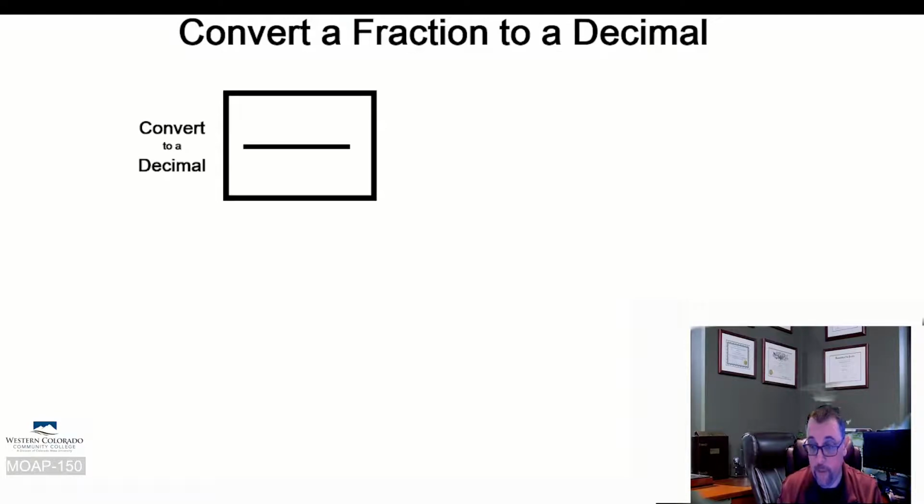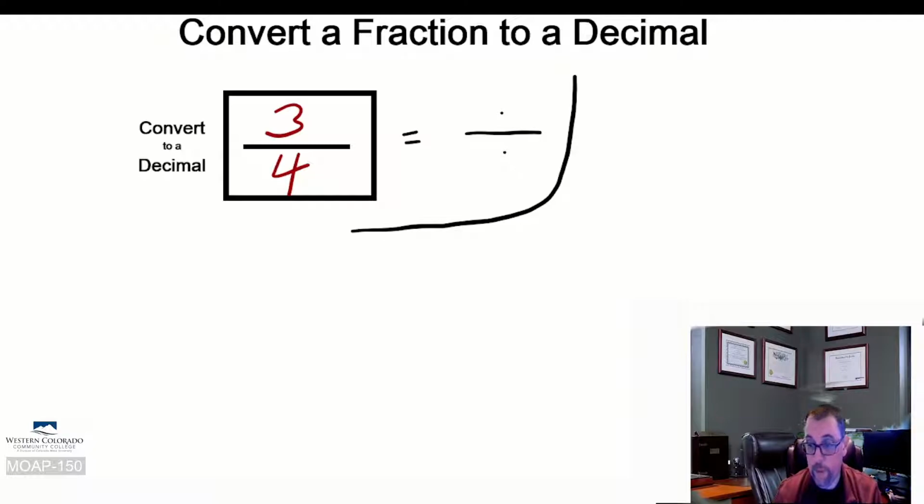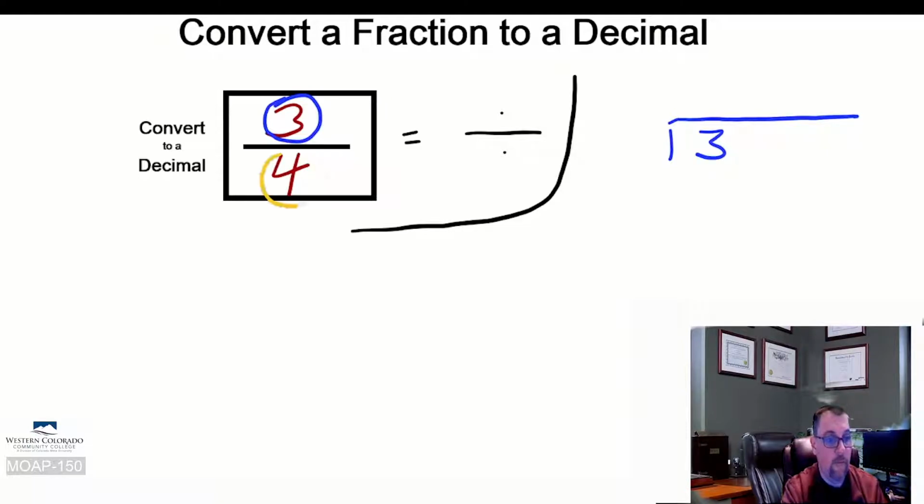We will go with converting 3/4 to a decimal. Remember that a fraction is always the same thing as a division problem. So to set this one up, what we would be doing is taking 3 and dividing it by 4. Okay, so there's our setup.